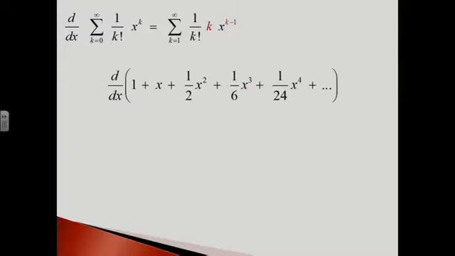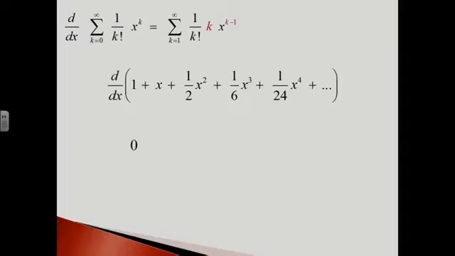For example, differentiate the power series sigma 1 divided by k factorial multiplied by x to the power of k. It can be shown that this series converges for all x. Differentiating term by term gives 1 divided by k factorial multiplied by k multiplied by x to the power of k minus 1. The initial series can be expressed as 1 plus x plus 1/2 x squared plus 1/6 x cubed plus 1/24 x to the 4th plus etc.